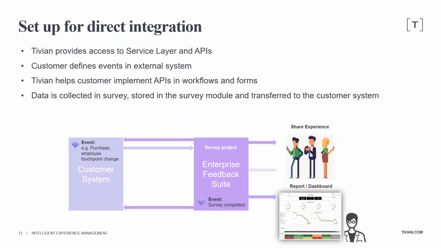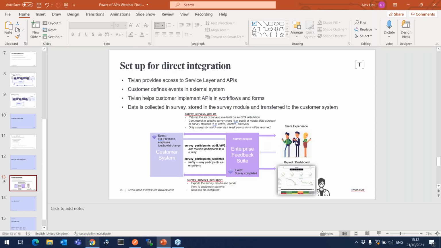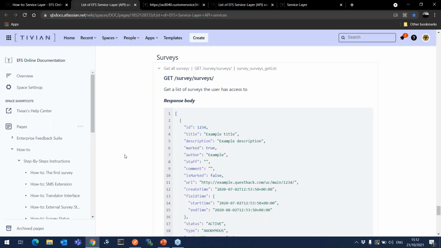So we're going to look at a specific example, and I'm going to demonstrate a few services that help put this together. First, you want to get a list of surveys into your customer system, and we have a method for that called surveys_surveys_get_list.